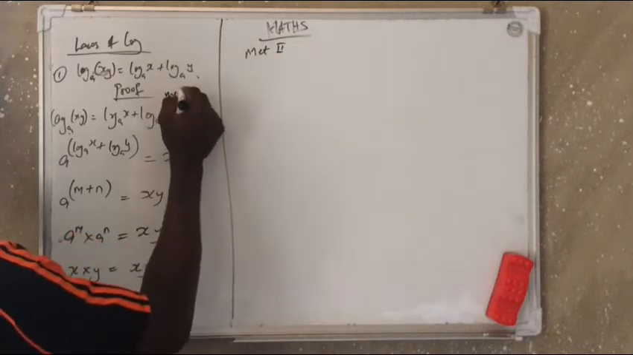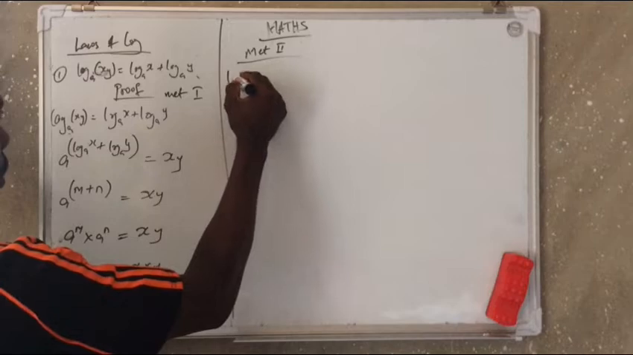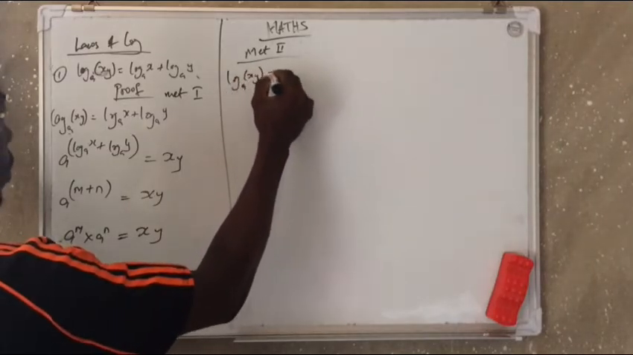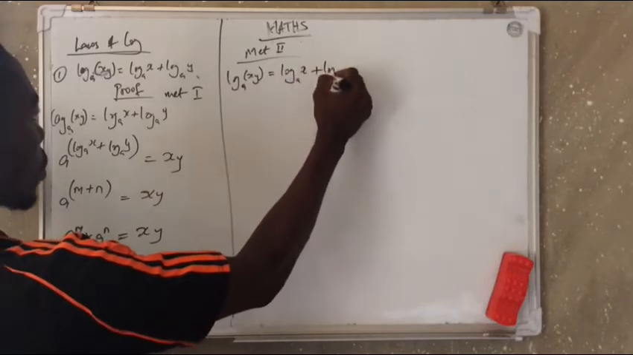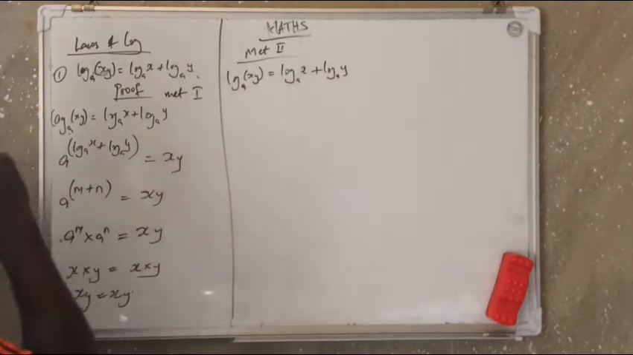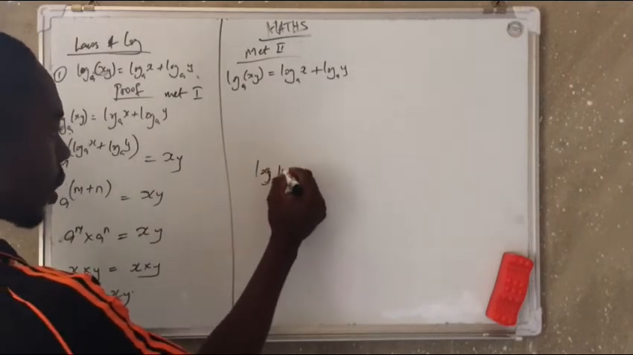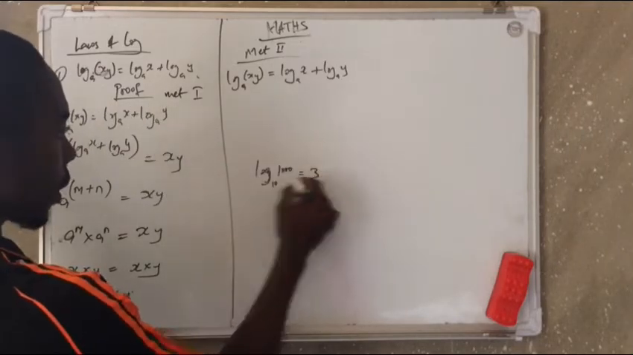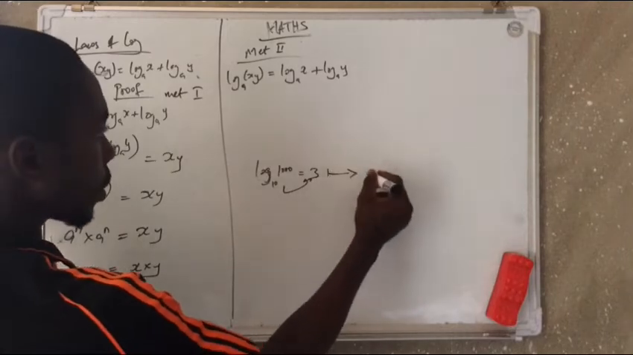We can call this method 1. So I will not say that log of a number, log to the base a of xy is equal to log to the base a of x plus log to the base a of y. Now remember, log to the base 10 of 1000 is equal to what? Is equal to 3.